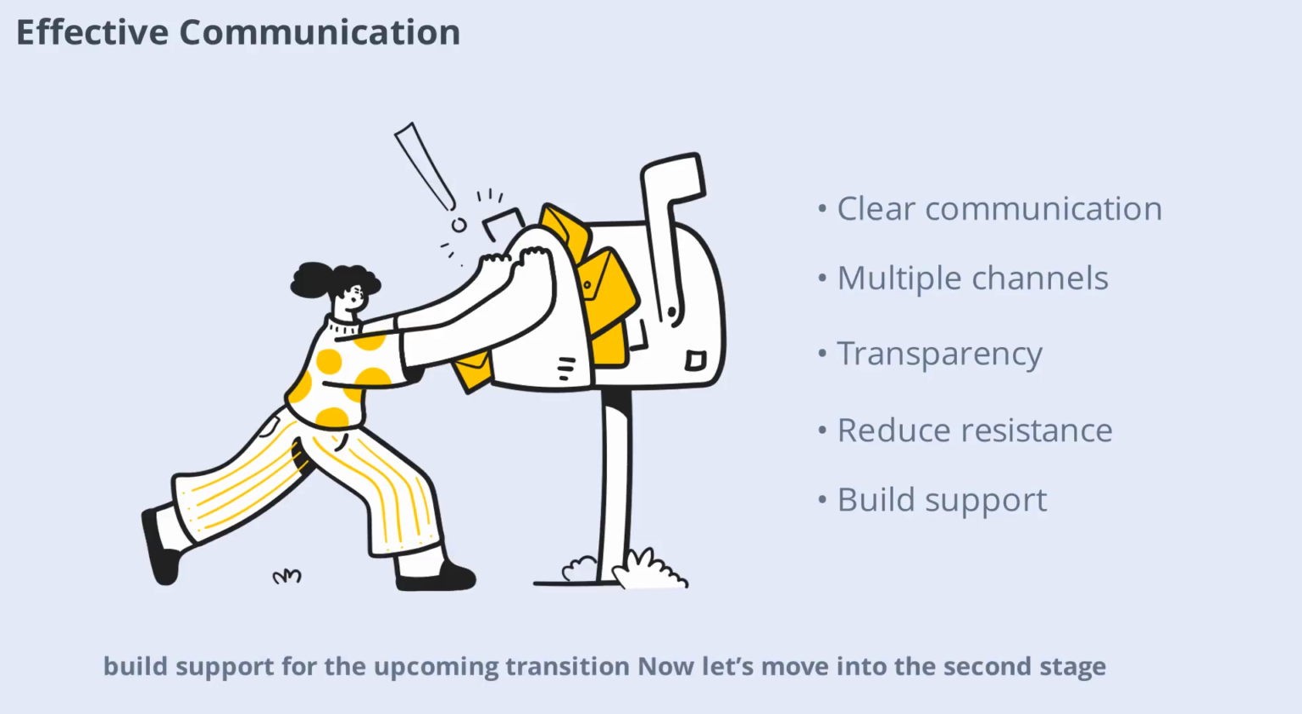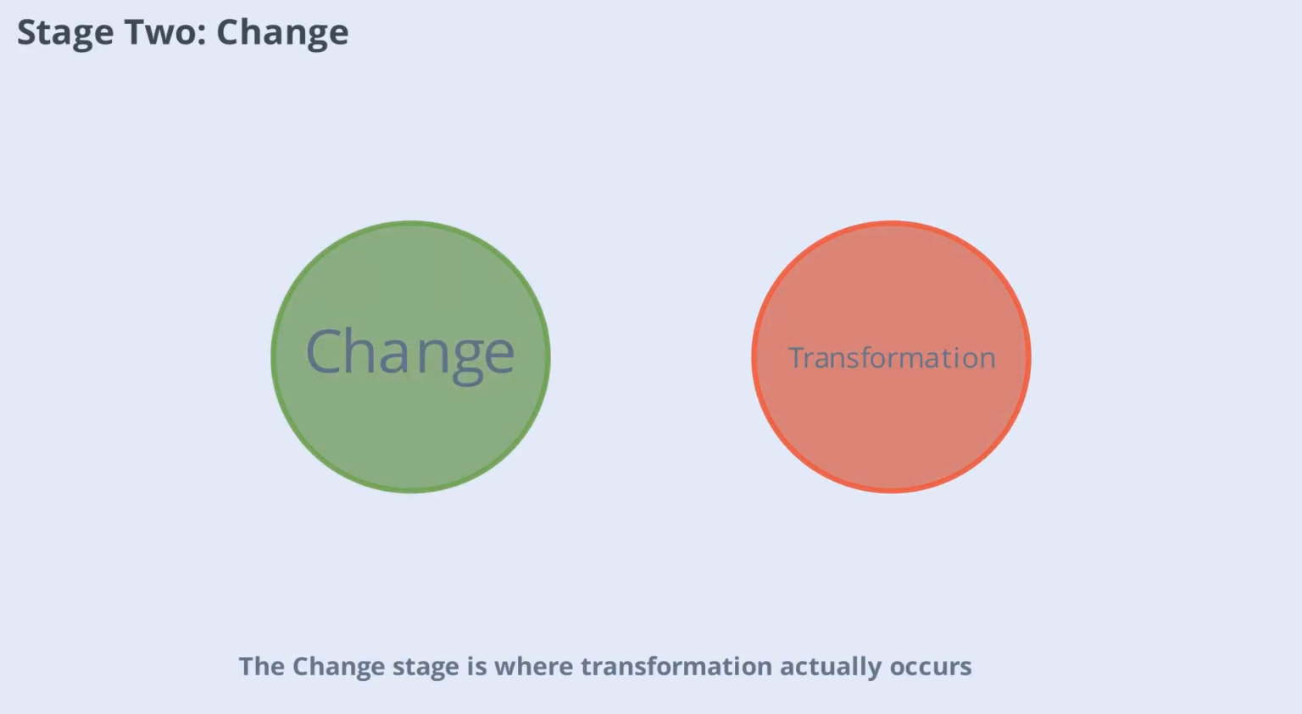Now let's move into the second stage, Change. The Change stage is where transformation actually occurs. Employees begin to adopt new behaviors, processes, or technologies. This phase can be challenging as people adjust to unfamiliar routines and expectations. Leaders must provide guidance, training, and support to help everyone navigate the transition. By encouraging feedback and celebrating small wins, organizations can sustain momentum and ensure the change takes root.